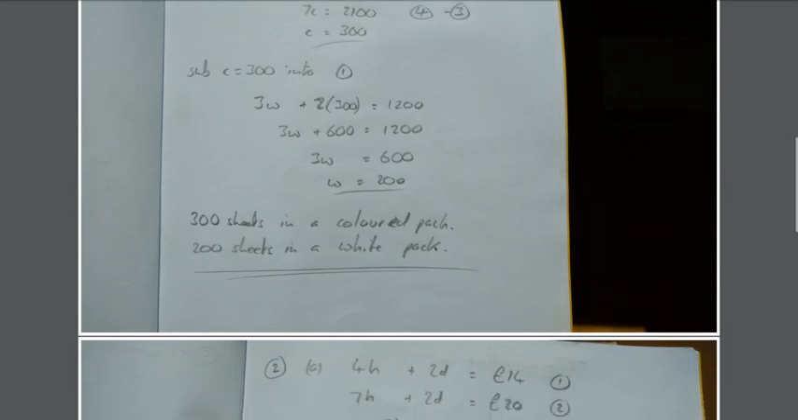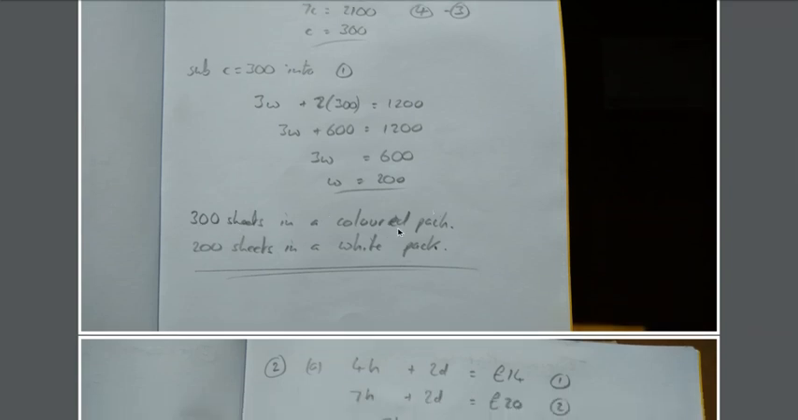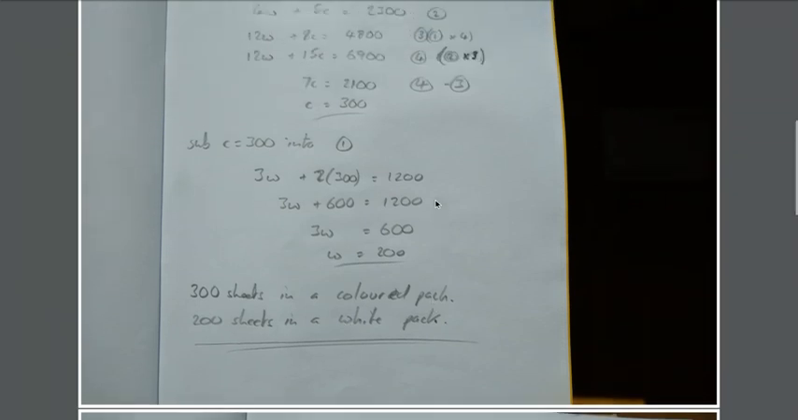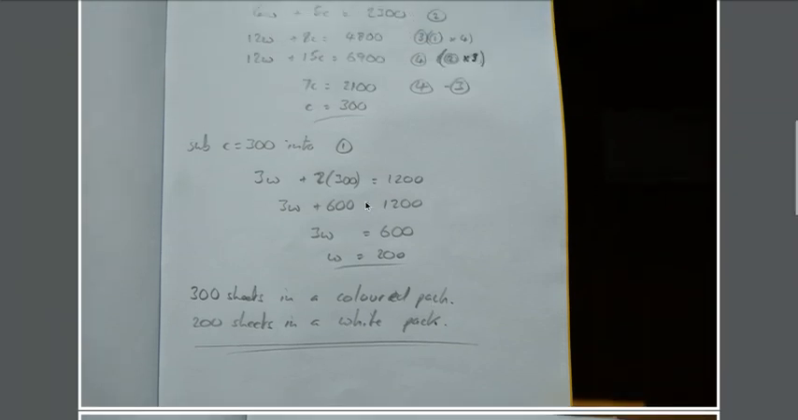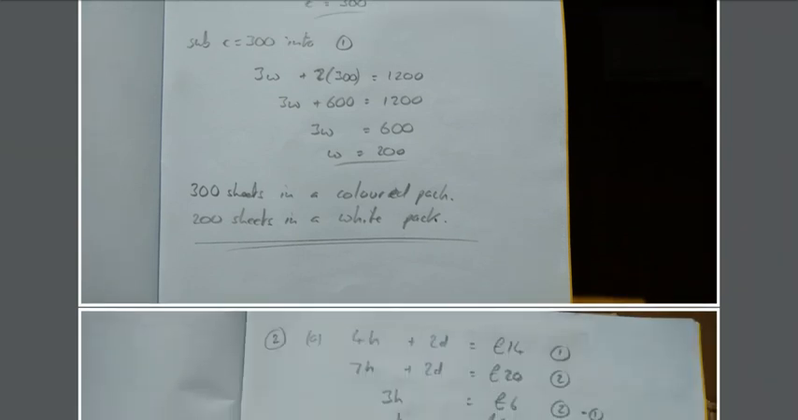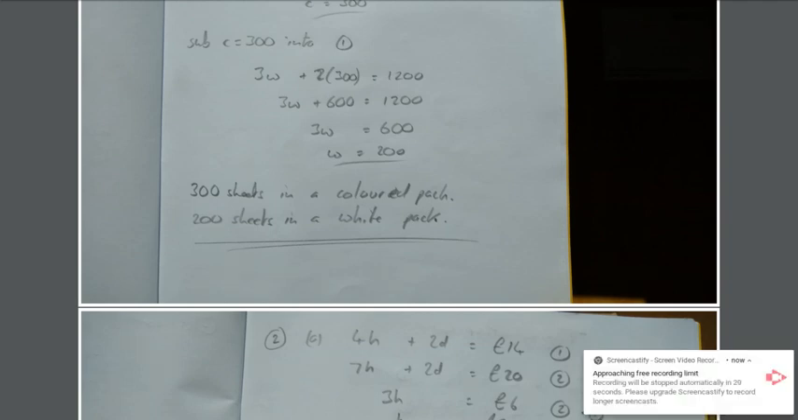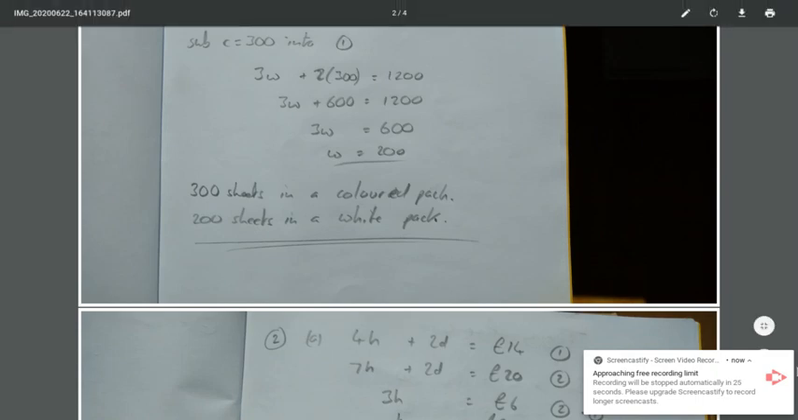And again, if you want your final mark, you've got to make your written statement. It is obvious that there are 300 sheets in a coloured pack and 200 sheets in a white pack, but you must write that out if you want your final mark. Do it now. If you're going to do it in the final exam, start doing it now, then you'll do it automatically in the final exam.